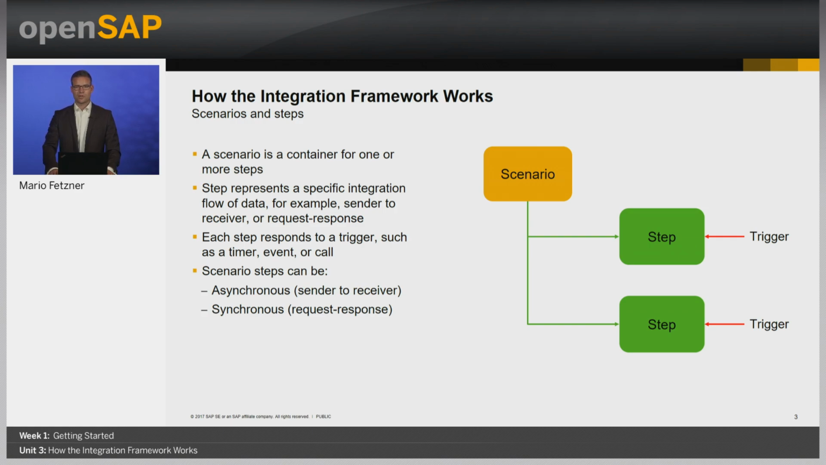Steps are either asynchronous or synchronous. An asynchronous step transmits data from a sender system to a receiver system. A synchronous step makes a request to another system or receives a request from another system. There is no receiver system involved. Note, the step can perform other processing in addition to the transmission of data. You will see examples of this in weeks 2 to 4.